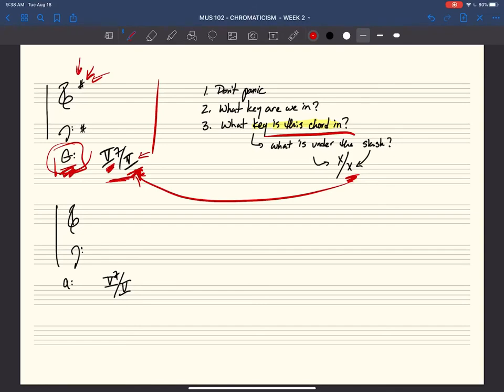We still write it with the key signature of G, but we're having to use the notes that are found in the key of D, which is why we're going to end up with accidentals, right? Because there's a difference between those two keys. So let's think about that.